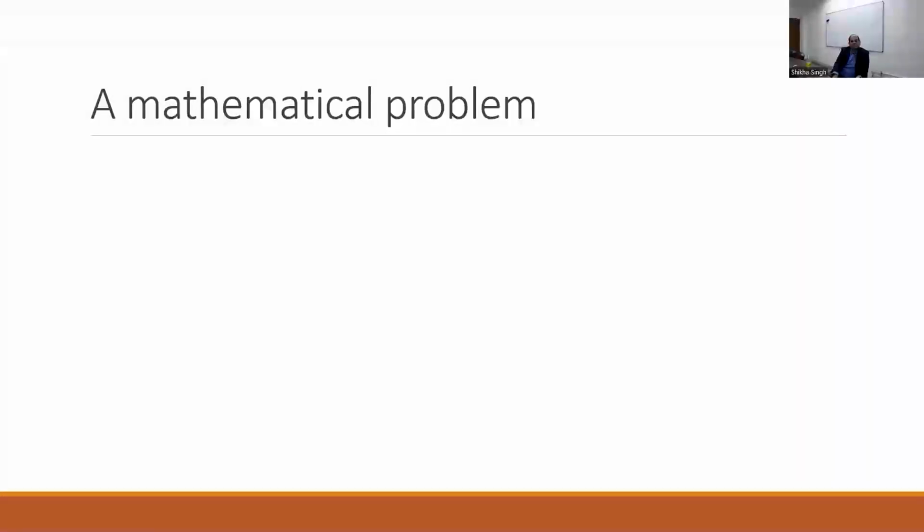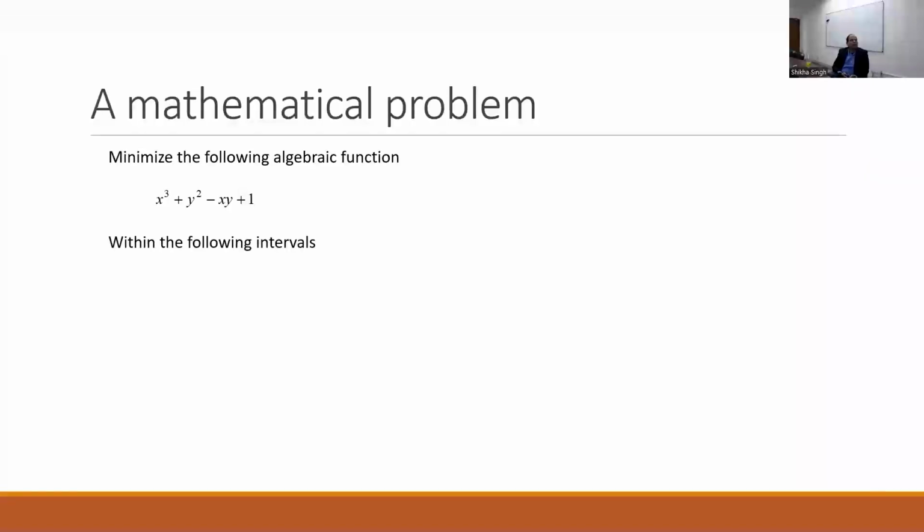So I can go over a very brief mathematical problem, how GAs would work. You have a simple function here of two variables, x and y. It's supposed to minimize this within this interval, right? So x is between negative 5 and 5, and y is between negative 5 and 5. Okay? So what is the first step that we take?